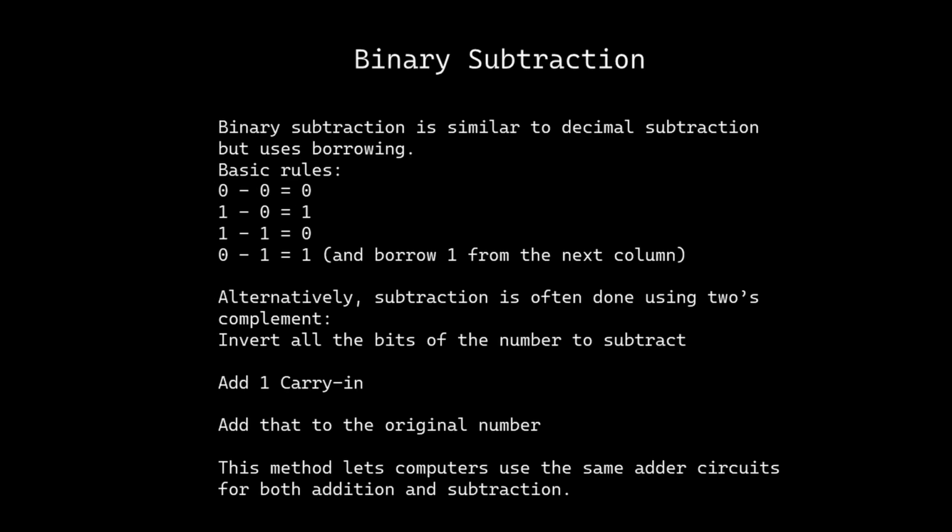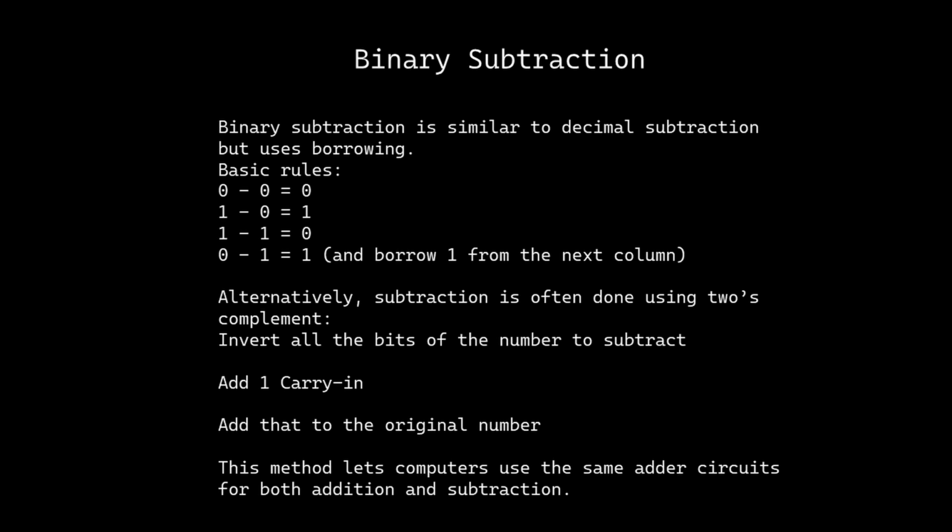Now, let's move to binary subtraction. Binary subtraction is similar to decimal subtraction, but it uses a process called borrowing. Its basic rules are 0 minus 0 is 0, 1 minus 0 is 1, 1 minus 1 is 0, and 0 minus 1 is 1, and borrow 1 from the next column.